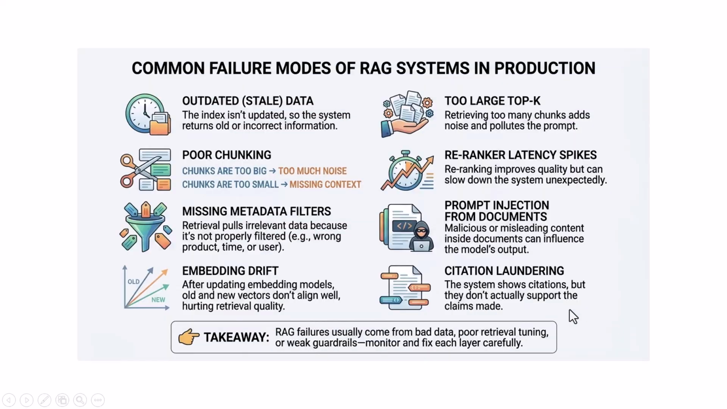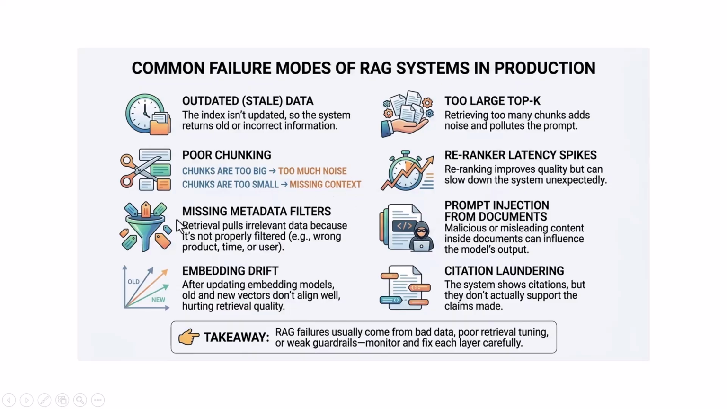Okay, let's learn the common failure modes of RAG systems in production. Some of the common failures are outdated or stale data. That is, when the index isn't updated, then the system returns old or incorrect information. And the other common failure is poor chunking. If chunks are too big, then it leads to too much noise. And if chunks are too small, then we may miss context.